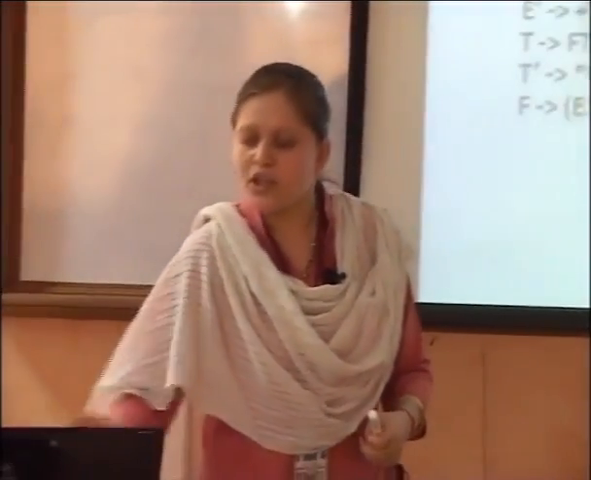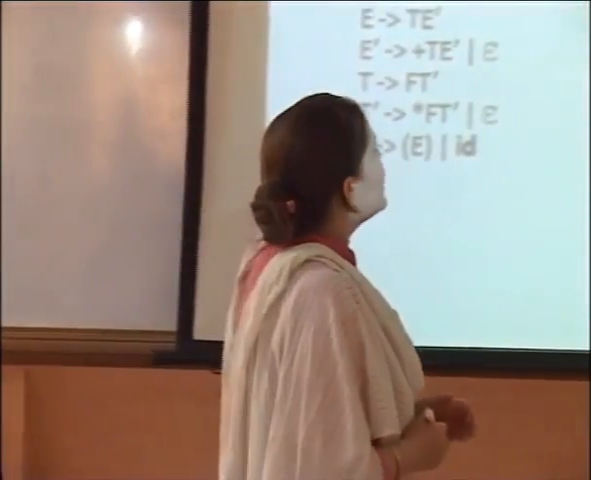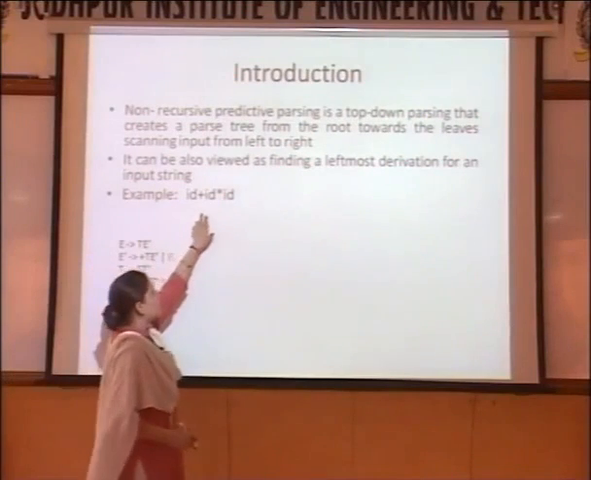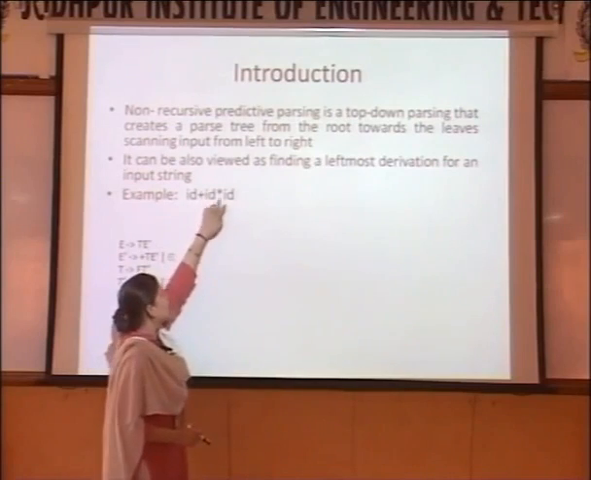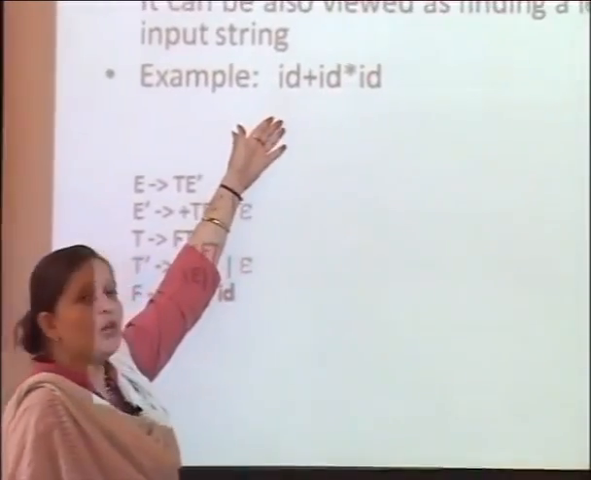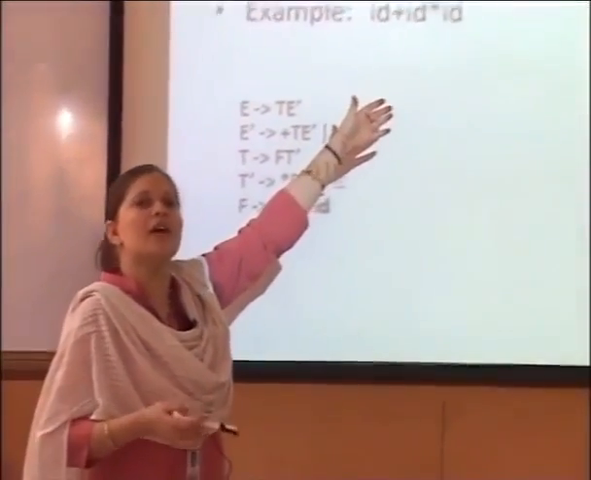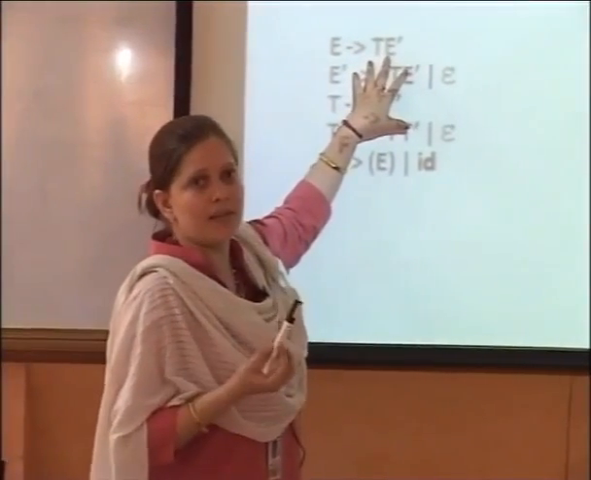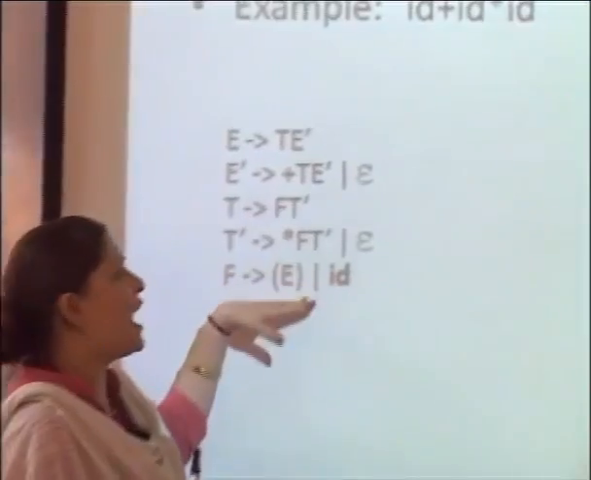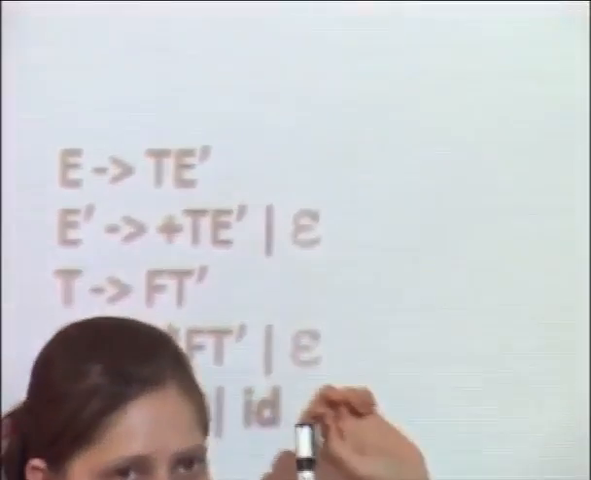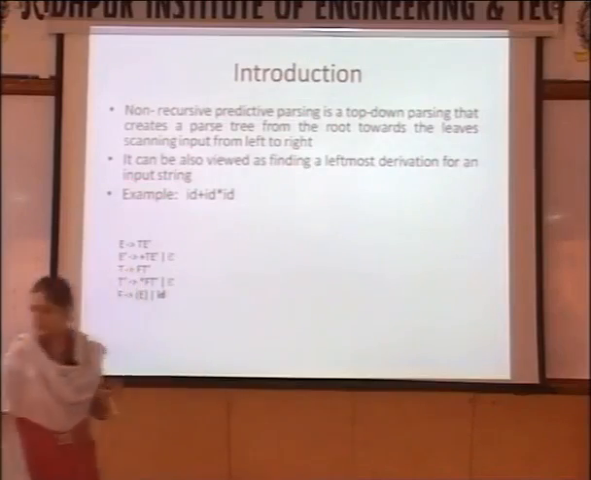Now, switching to non-recursive predictive parsing, suppose I have been provided with an arithmetic expression: identifier plus identifier multiplied by a third identifier. For this arithmetic expression, we are provided with a grammar set. That grammar set contains grammar symbols which are separated by plus and multiplication symbols. From this grammar set, we need to parse this particular input string. So how will the processing go?